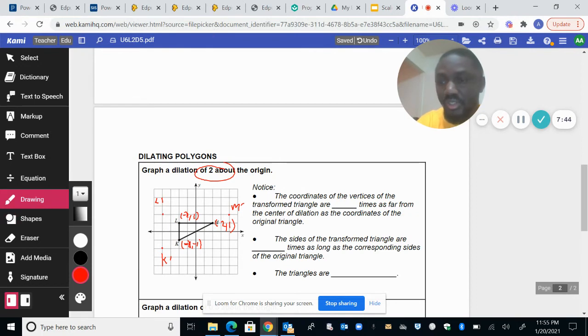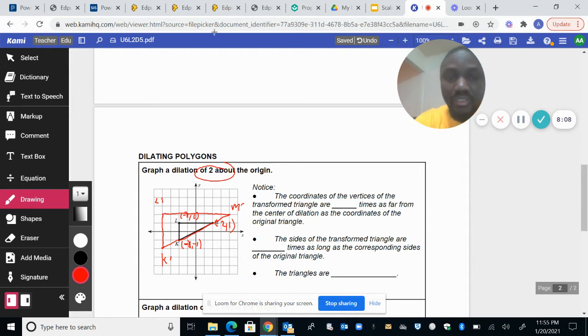So then I'm going to join these lines. L prime is going to join K prime. And also L prime is going to join M prime. And M prime is also going to join K prime. So my right triangle, which is the image, is bigger than the pre-image, even twice as big.